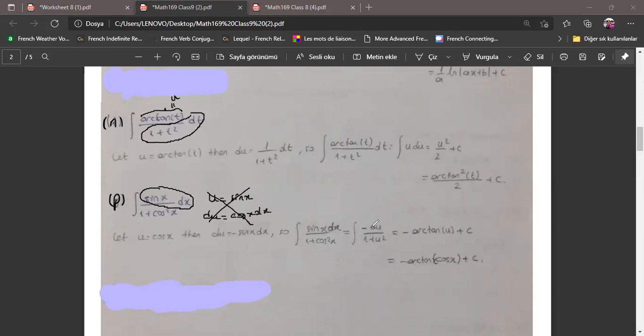And you know, the antiderivative of 1 over 1 plus u squared is arctangent u. We had minus there before, so we have minus arctangent u plus c, right? And u is equal to cos x, so we're done.